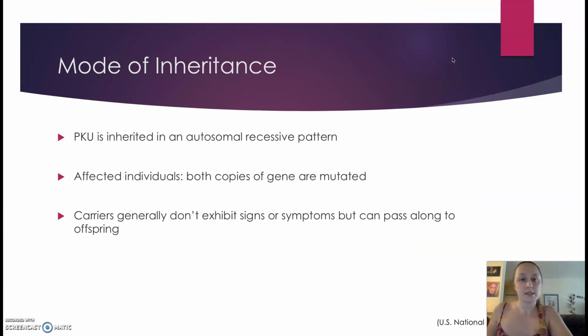The mode of inheritance of PKU is an autosomal recessive pattern. So affected individuals have both copies of the gene, from both of their parents, mutated. Carriers generally do not exhibit signs or symptoms, but they can obviously pass this along to their offspring.